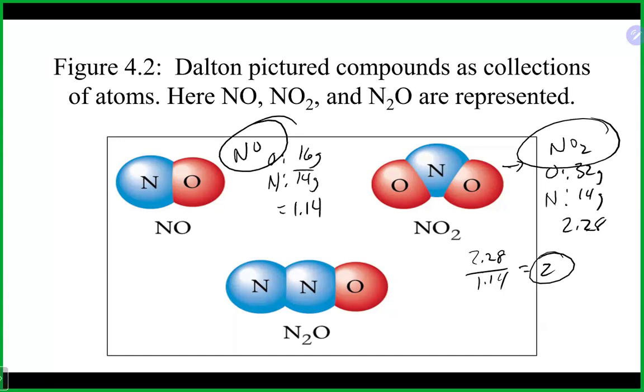And this is how he envisioned atoms coming together. Atoms always come together in whole number ratios and multiples. And in general, you never have a half atom hanging out there or anything like that. So you always get whole numbers for those subscripts on the bottom.